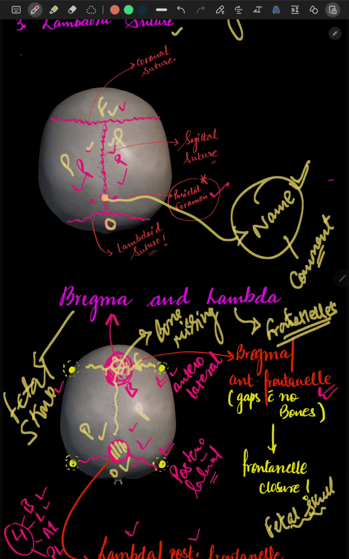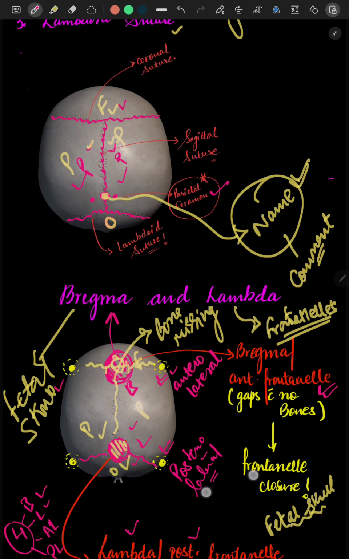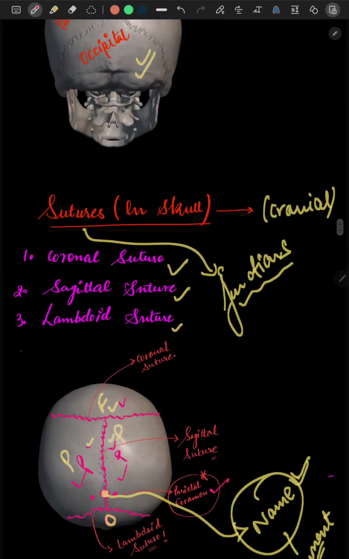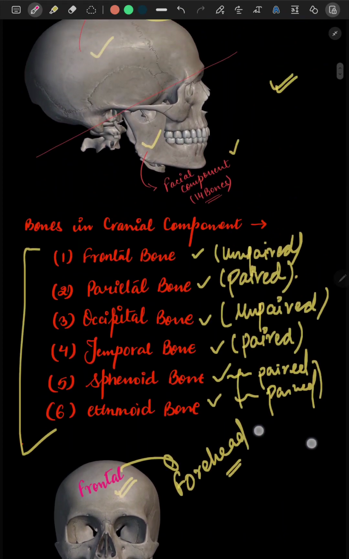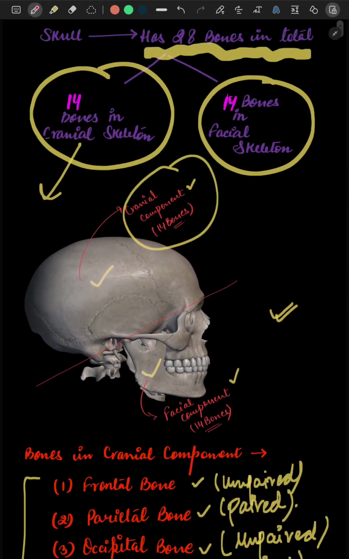This here is your bregma and this here is your lambda. So this was all about the cranial component of the skull. In the next video we will be talking about the facial skeleton or facial part of the skull.